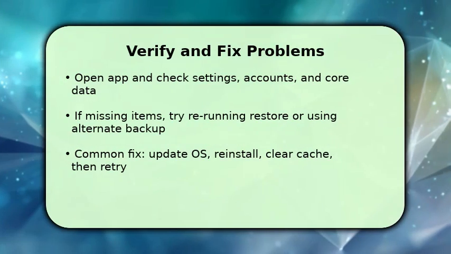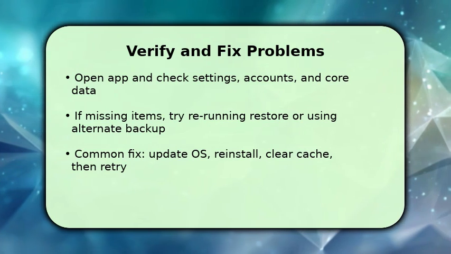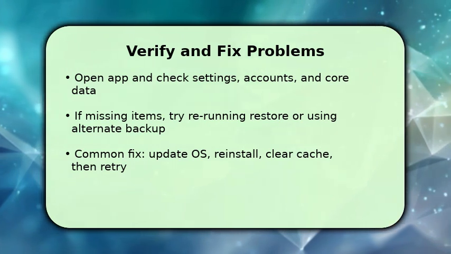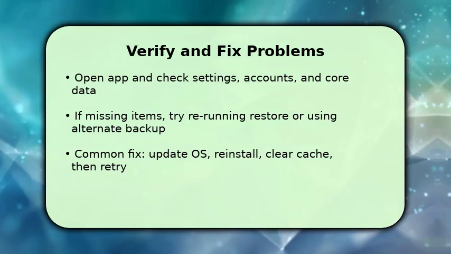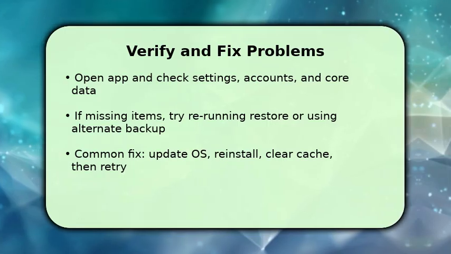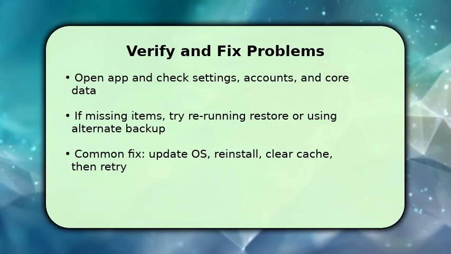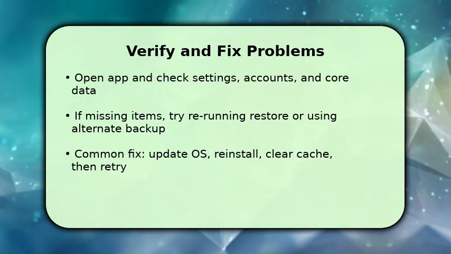You finish by verifying the app's content. Check settings, account sync, and core data like messages or files. If something is missing, rerun the restore routine or select a different backup point. Sometimes partial restores need a second pass.